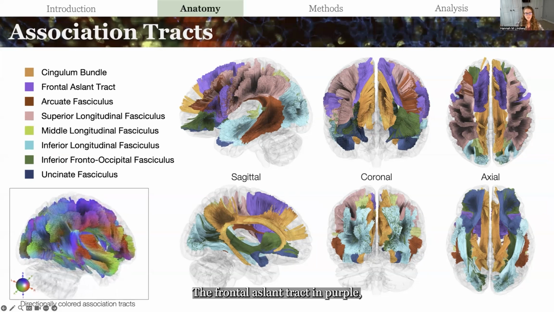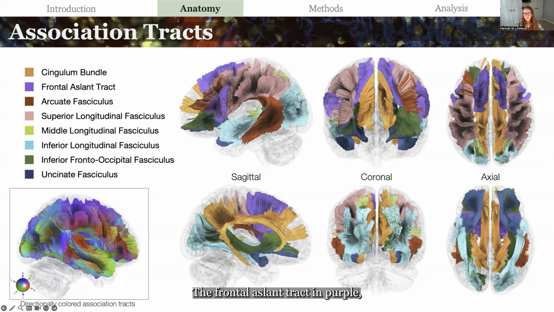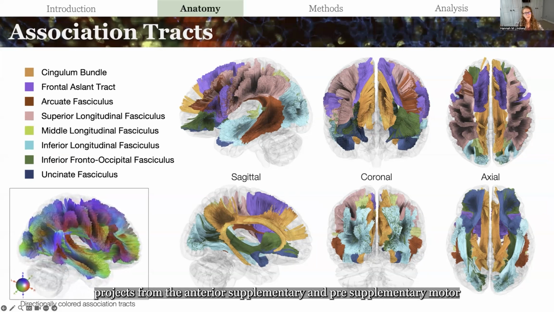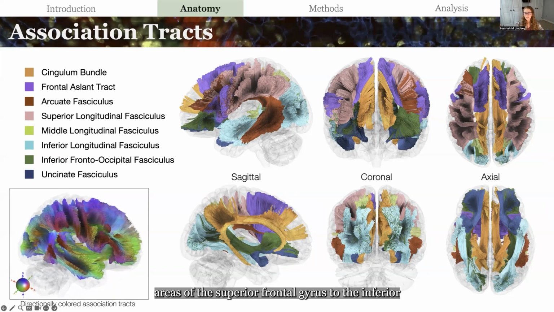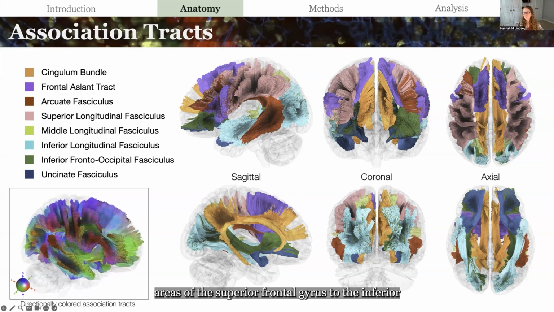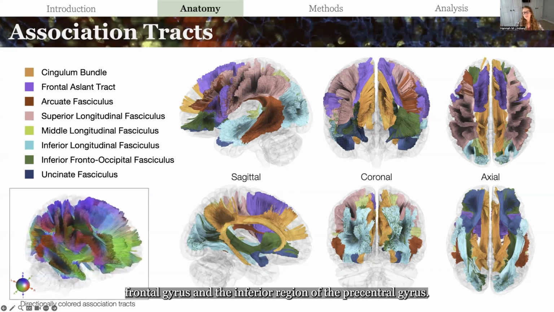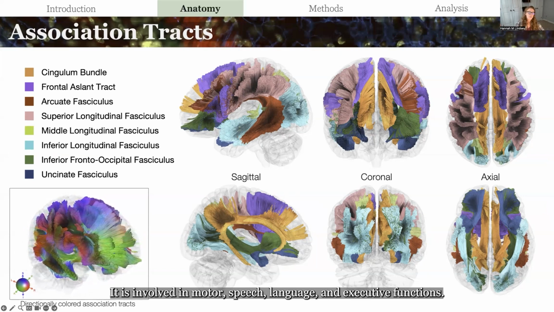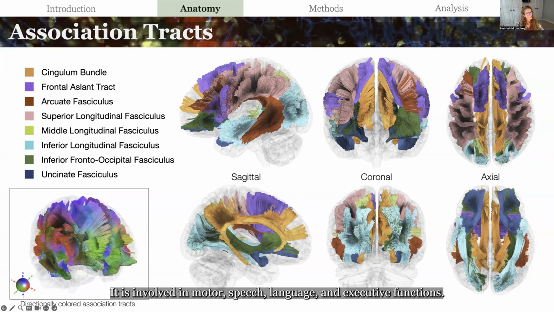The frontal aslant tract, in purple, projects from the anterior supplementary and pre-supplementary motor areas of the superior frontal gyrus to the inferior frontal gyrus and the inferior region of the precentral gyrus. It is involved in motor, speech, language, and executive functions.